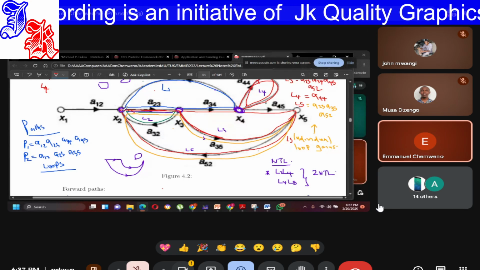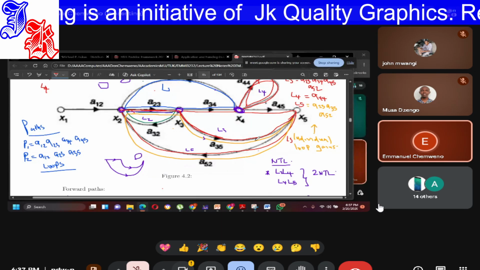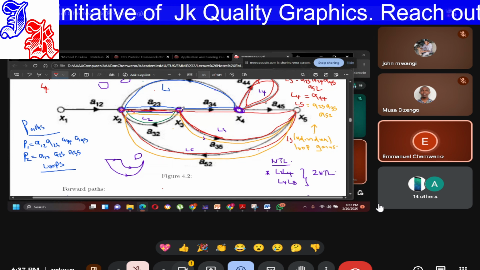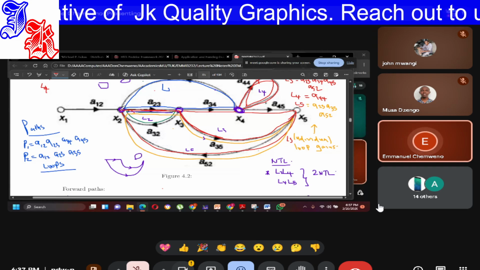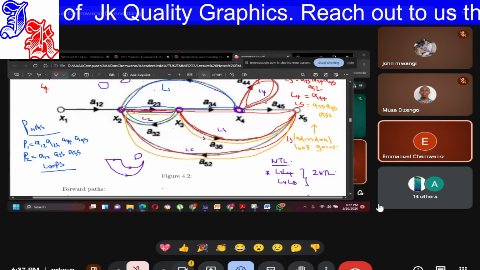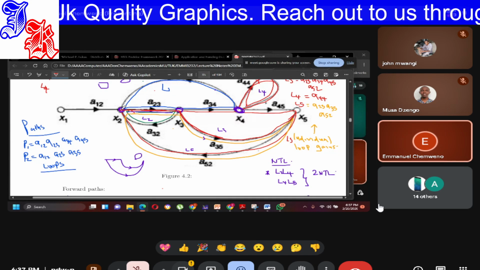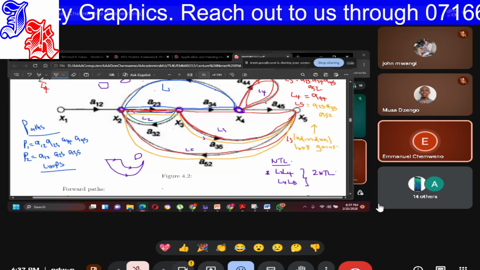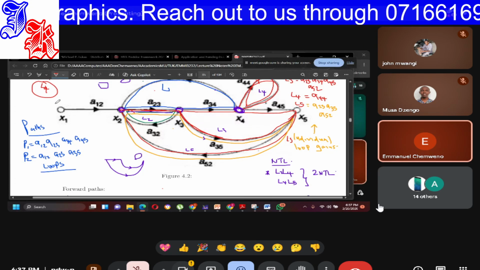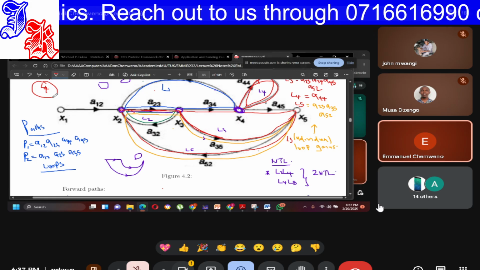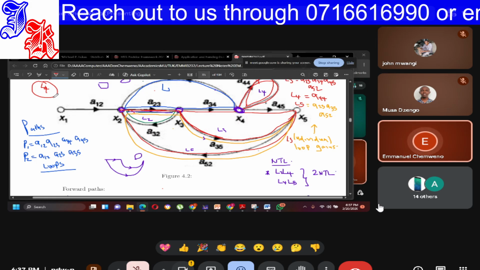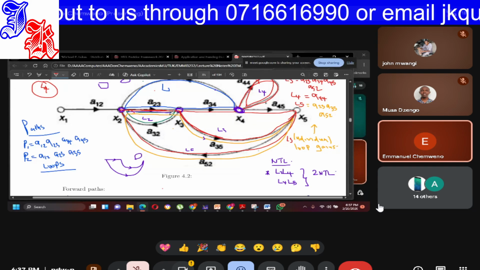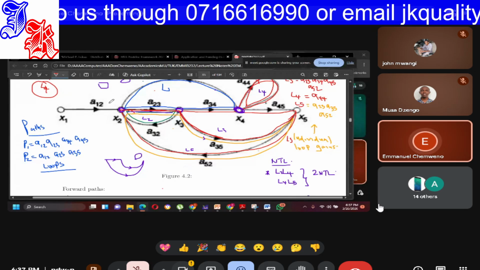Loop 5 is this, and back. And path 2 is this node and the output node. So loop 5 and path 2 share this node and this node. So it is evident that it is only loop 4 that does not touch path 2. It is only loop 4 that does not touch path 2.